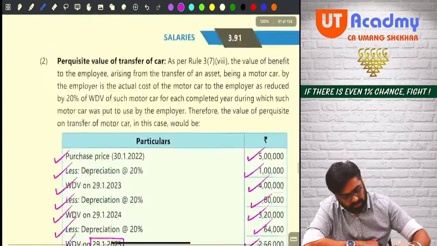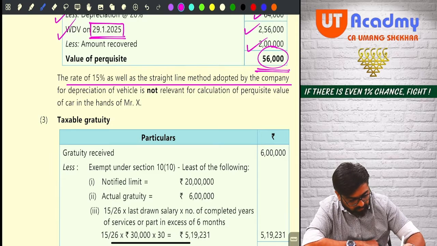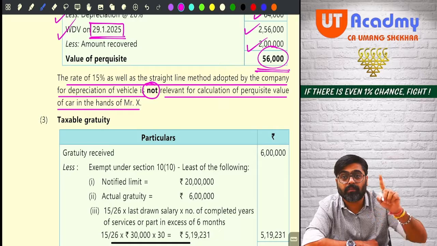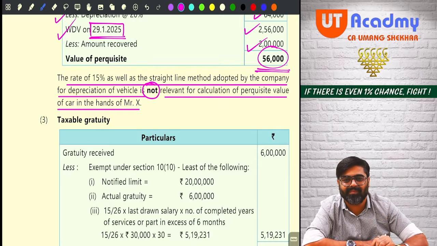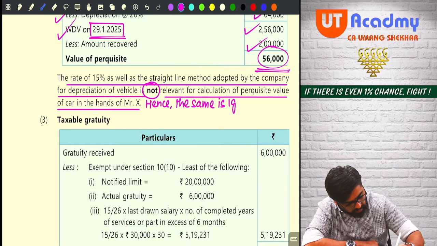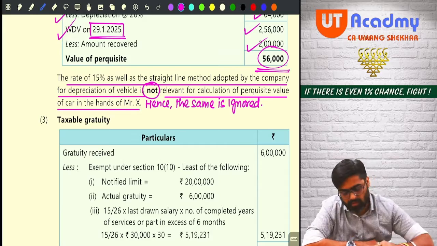Okay. Now please pay attention to what they have written. The rate of 15% as well as the straight line method adopted by the company for depreciation of vehicle is not relevant for calculation of perquisite value of the car in the hands of Mr. X. Hence the same is ignored. Getting my point? Done?